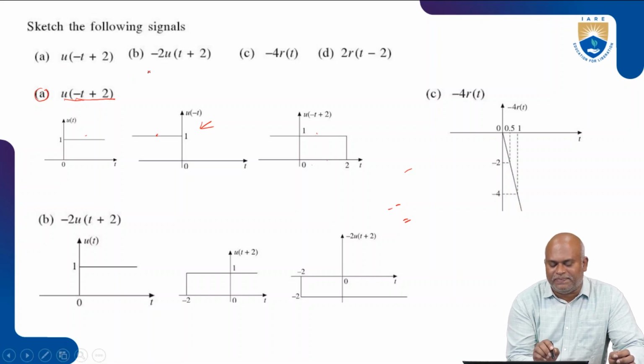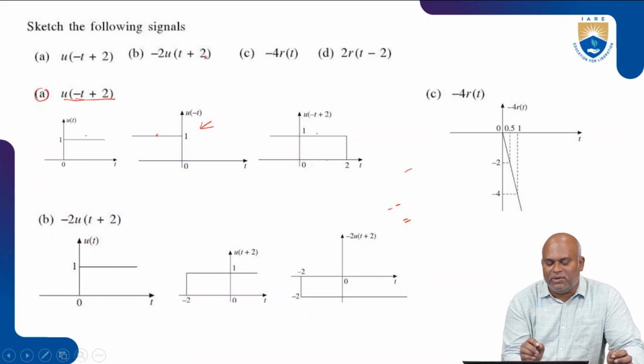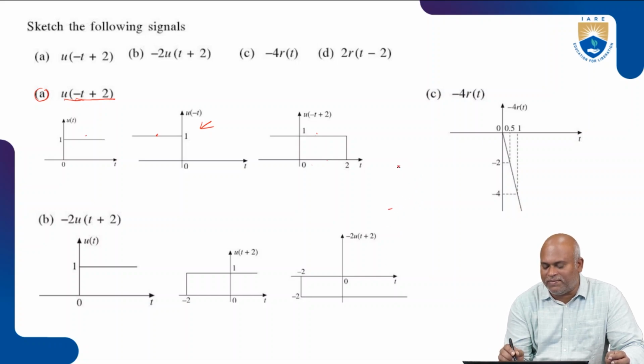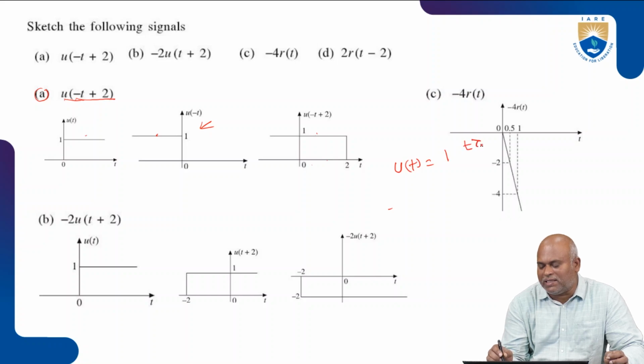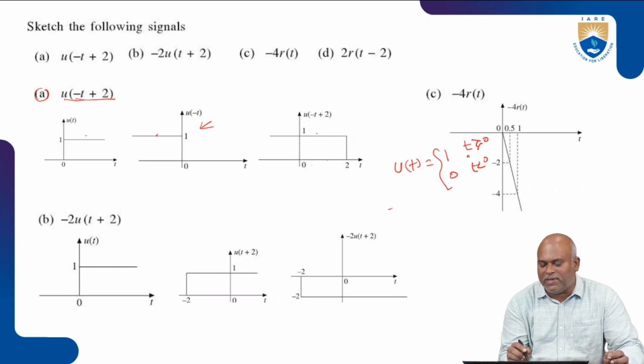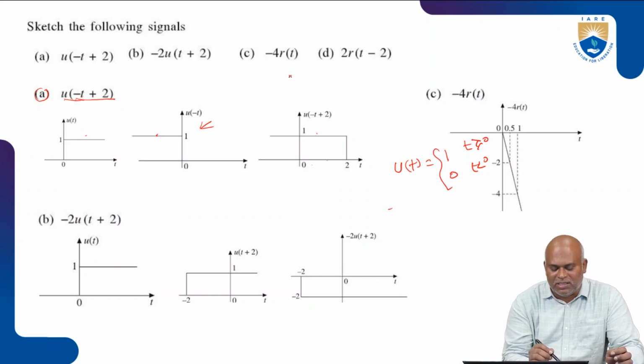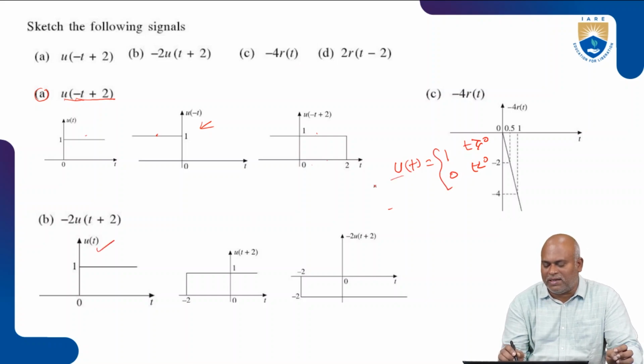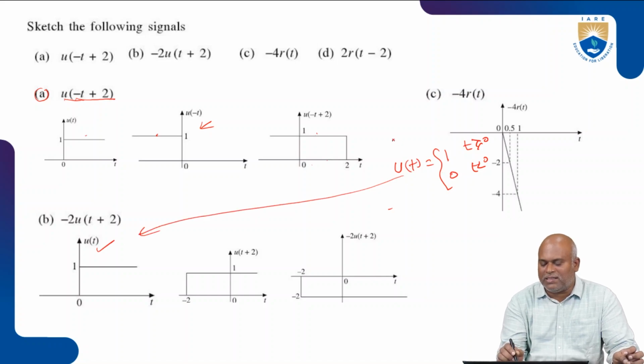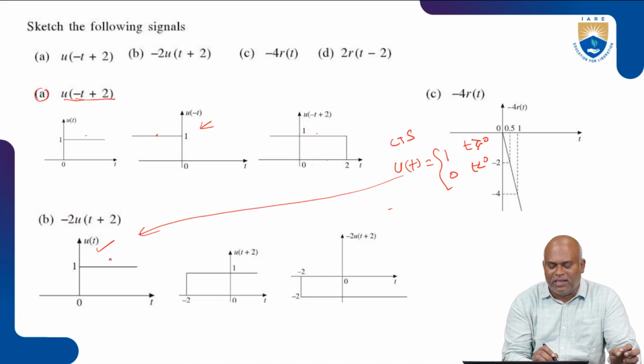Next case, minus 2 u of t plus 2. First, we do u of t. U of t equals 1 when t is greater than or equal to 0, and 0 when t is less than 0. So first we draw this one. This is u of t, the continuous time signal we have taken.